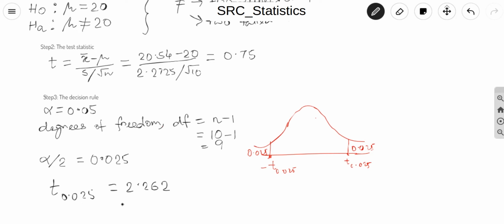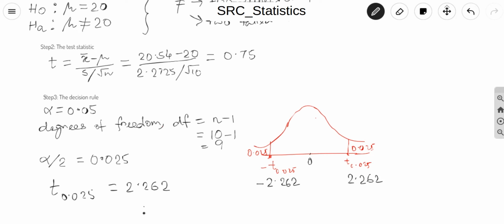Okay, so for now we know that the critical value is 2.262, that is this side is negative 2.262 and on the right side it is positive 2.262. Since t is symmetrical about 0, therefore the left and right side critical values will be the same, only the sign will be different. Okay, so now the decision rule.